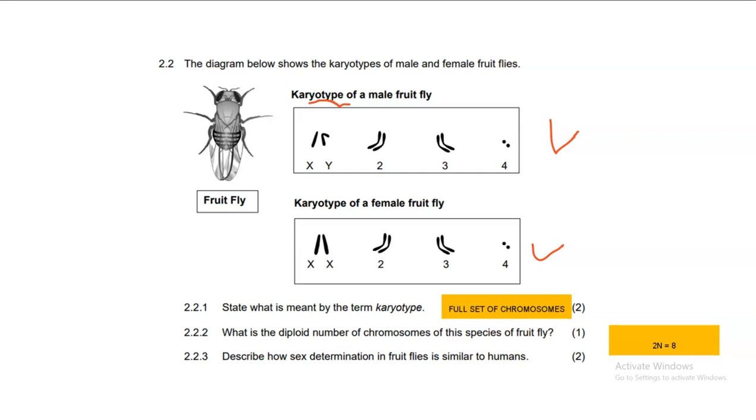So describe how sex in fruit flies is similar to humans. Okay, remember, as humans, we've got XX and also XY. So also they've got X. The male has got XY, the female has got XX. So they're asking us how it is similar to us. We both have got the same sex chromosomes. We have got XY as males, females have got XX. So it's similar to us because we both have the same sex chromosomes.